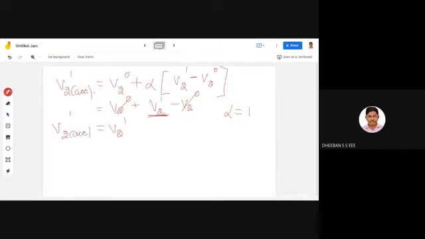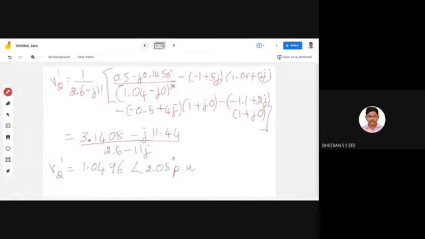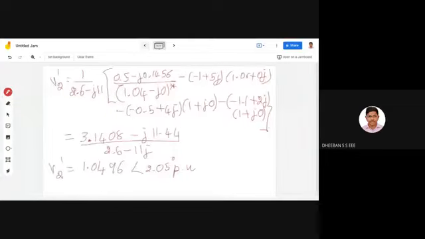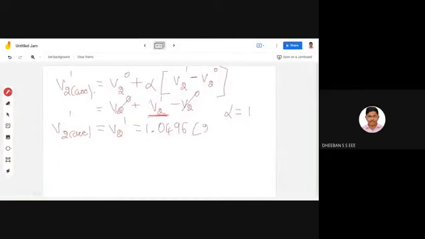So if the acceleration is different, you have to solve again. Okay. So here you can just put the value what we have found out. So it is around 1.0496 at an angle 2.045. Okay. So this is what with respect to the second bus.